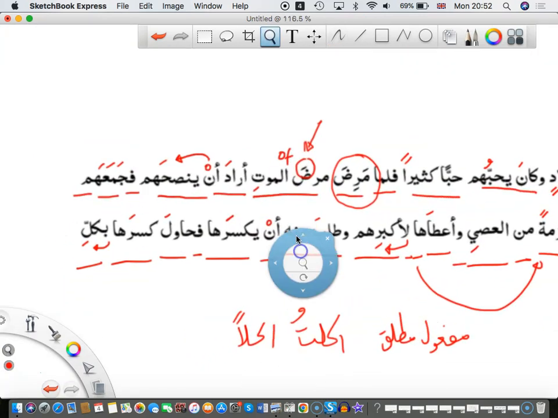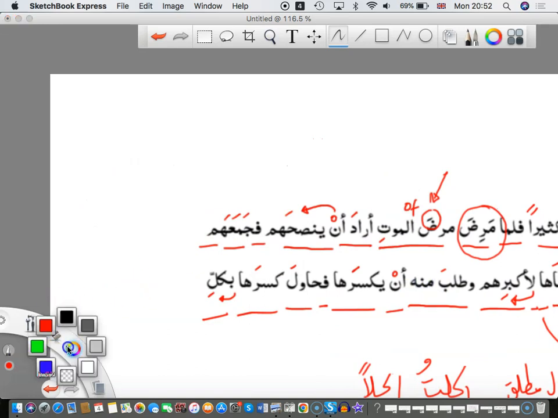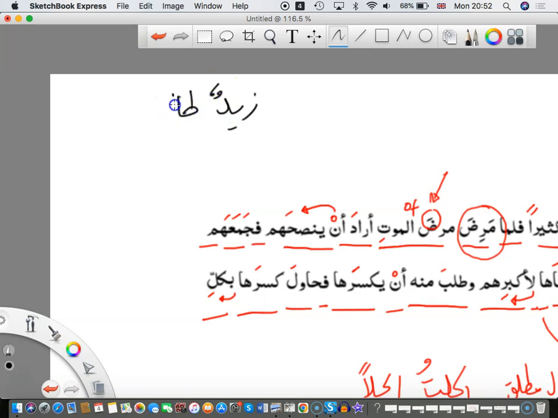So what's the first one? Is it Zayd Talib? So Zaydun Talibun. Okay, how does inna affect it? So you write inna, and then fatha, that's it. And then the translation of this is, indeed, Zayd is a student.